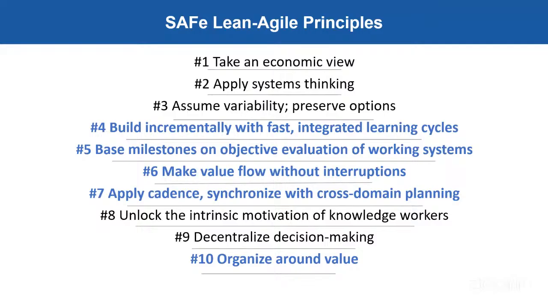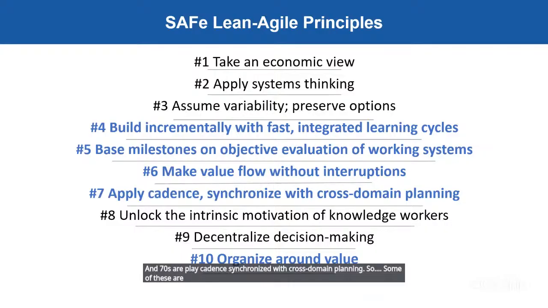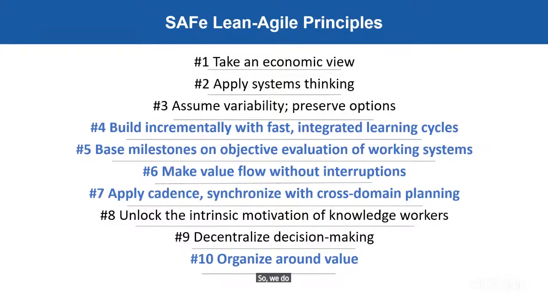So the fourth principle is build incrementally with fast learning cycles. The fifth one is base milestones on objective evaluation of working systems. And sixth is make value flow without interruptions. And seventh is apply cadence, synchronize with cross-domain planning. So some of these are automatically interlinked. So when we do this, it also impacts other principles.